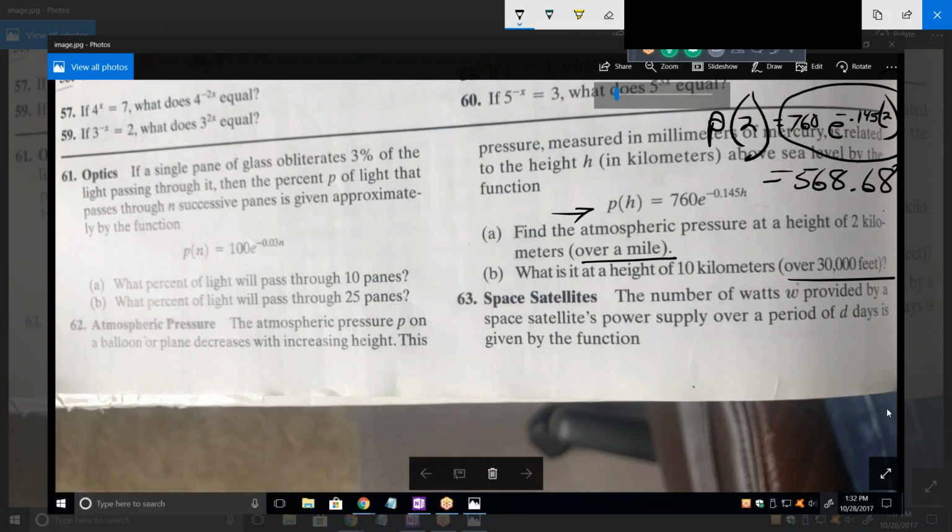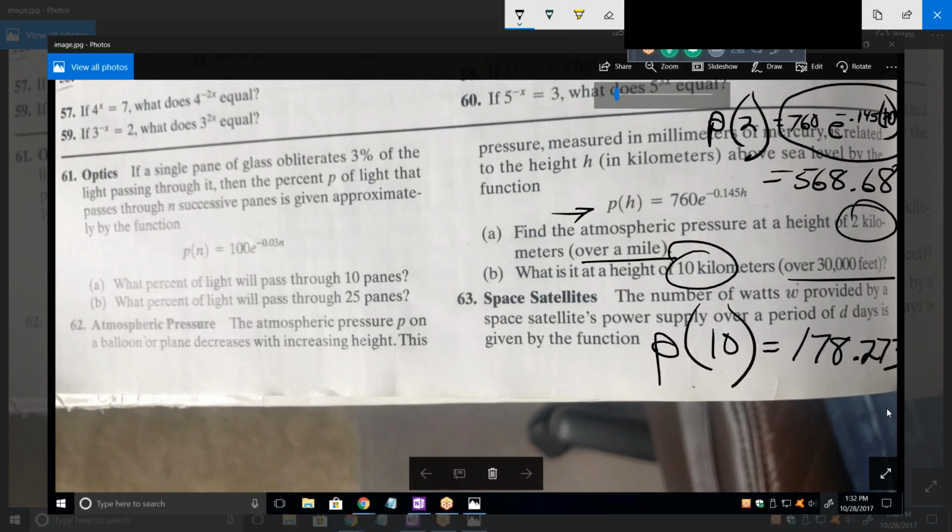In the first case, it's 2 kilometers. In the second case, it's 10 kilometers. So my answer is going to be P of what? 10. Simple as that. The rest of it is a calculator problem. You put in 10 instead of 2 right there. I got 178.273.